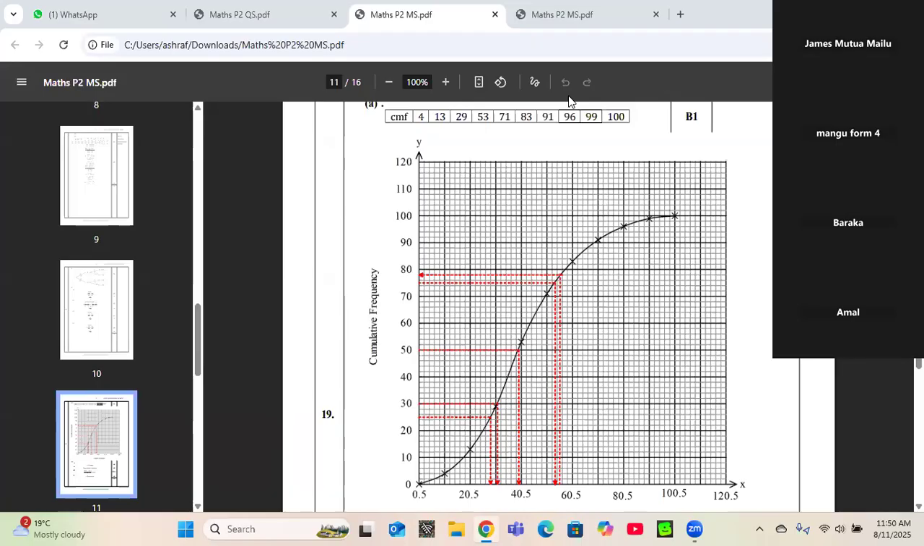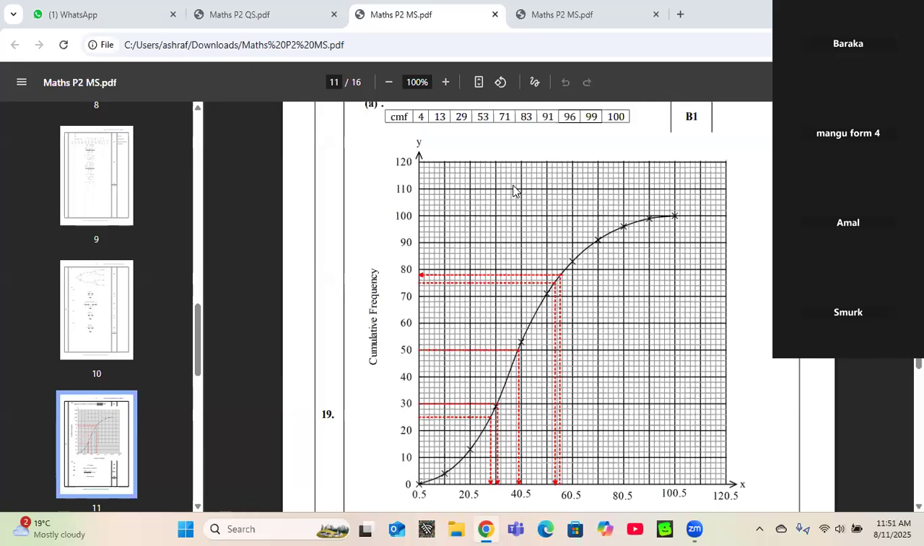Yes, James? James, sikuoni tena. Yes, Baraka? Using the cumulative frequency, we take the total number and divide it by a half. Then we plot from the y-axis downwards tuone the median mark.